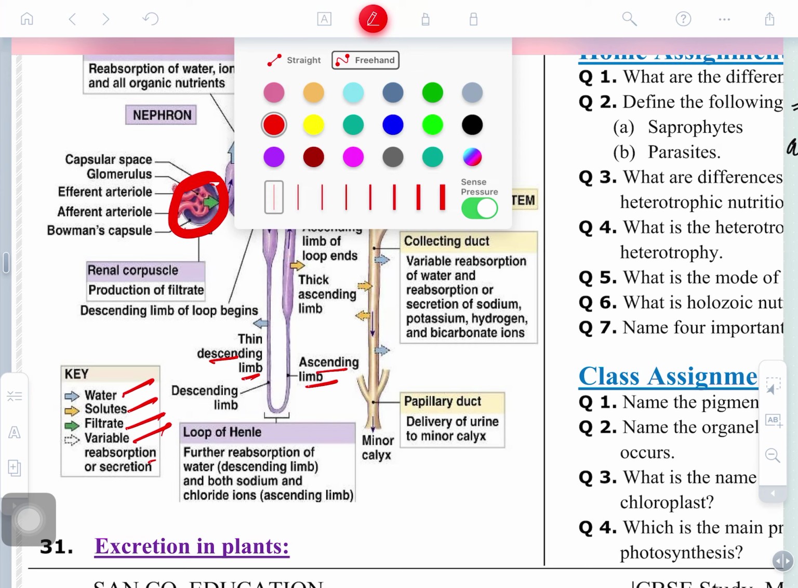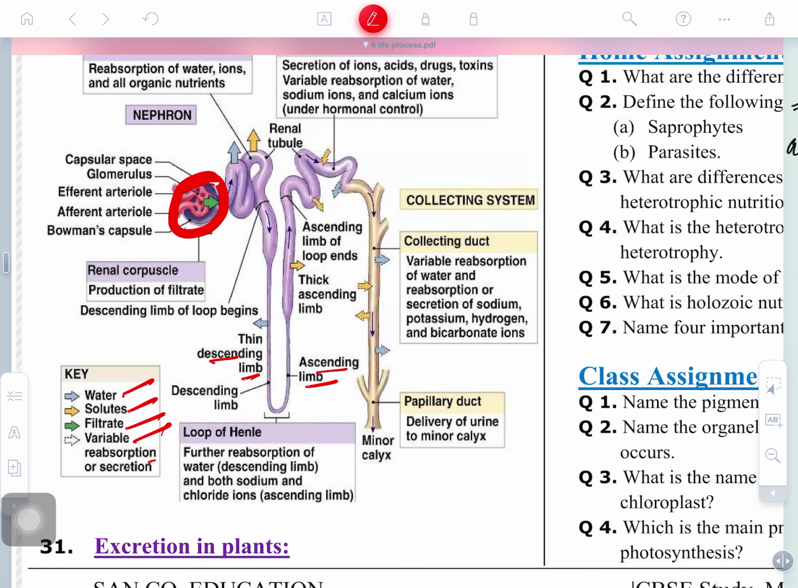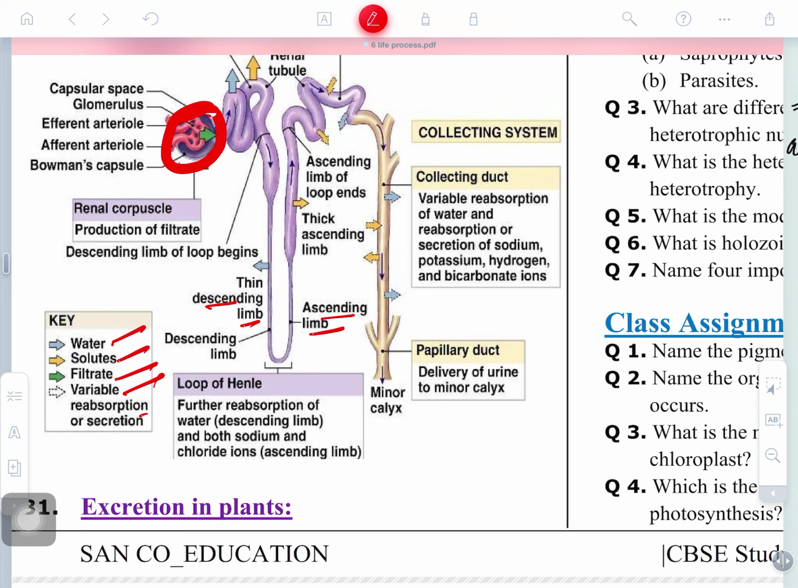It means at different parts of the nephron, different types of absorption take place here. Clear? So well understood. Further reabsorption, the loop of Henle, further reabsorption of water in the descending limb. As in the filtration, if more water is filtered, it just needs to go back into the blood. So this process is called reabsorption, and the same happens with the sodium and chloride ions, as I told you. These ions also. Clear guys?